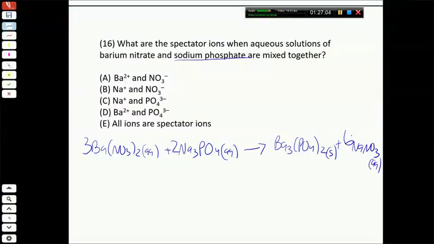Now you don't really need to have the coefficients drawn out correctly to identify spectator ions. I'm just doing this for completeness. What we want to look at in this case is which ions remain soluble on both sides of the equation. Now you might be able to identify it just from this equation here. We see that on both sides of the equation, sodium is part of an aqueous compound. Sodium phosphate is aqueous, sodium nitrate remains aqueous. So sodium would be one of our spectator ions.